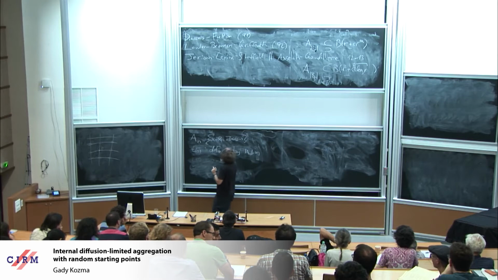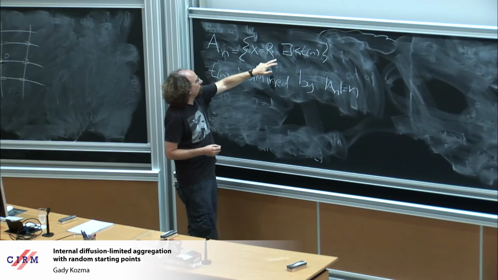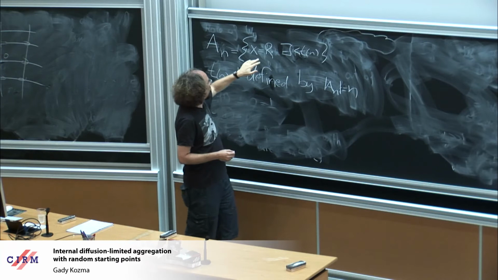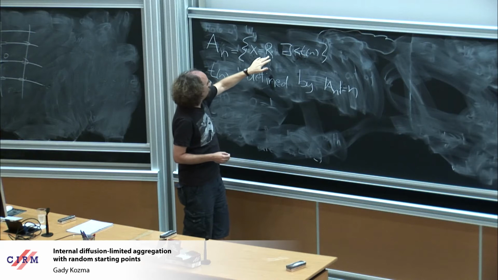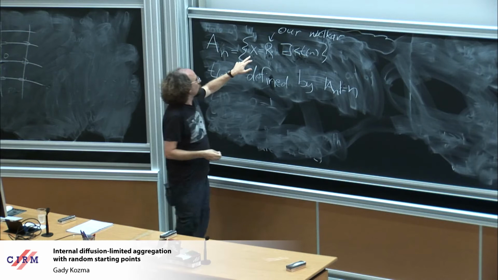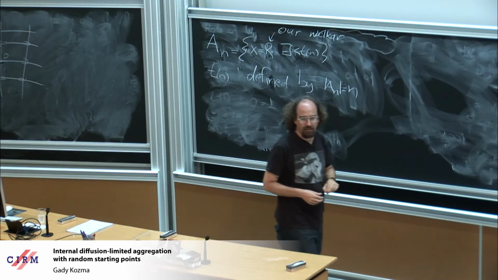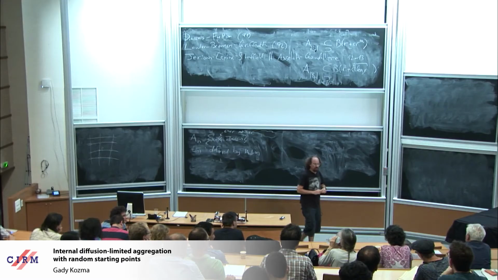Yes. I don't see it from the definition. T(n) is the time when the nth cookie is eaten, and A_n is all the points that are equal to some R_i, our walker. Yes, maybe I should have said that. So it's all the points visited up to time T(n). Okay, now it's okay. Any other questions about notation? Can I just say that if I run it for a long time, it looks like a ball? Yes, yes, but very sharply.